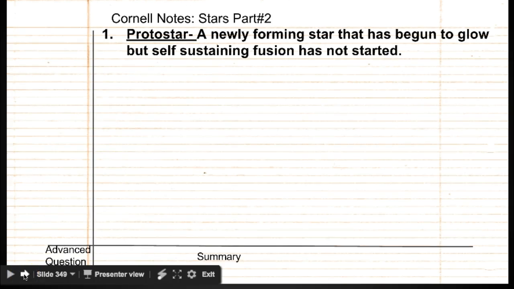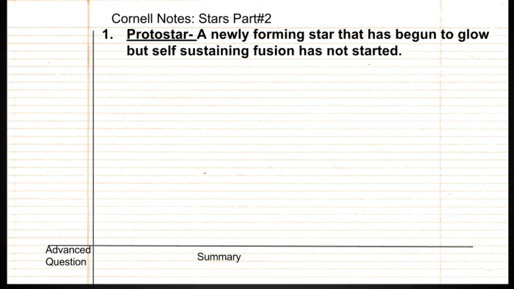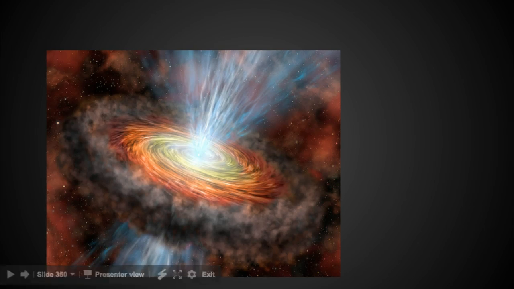Let's start off with the term protostar. A protostar is a newly forming star. It's a star that's in the beginning of its life and it has begun to glow. It's not self-sustaining and fusion has not started. Let's look at a picture so we can understand it. You don't have to draw it, it's just to explain. So this would be an image of a protostar. So it might be on the next test.